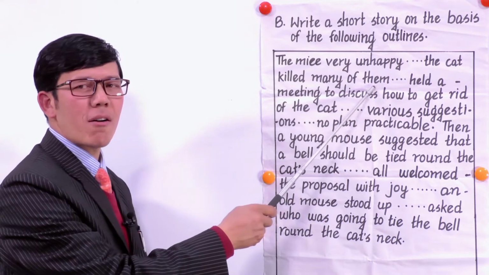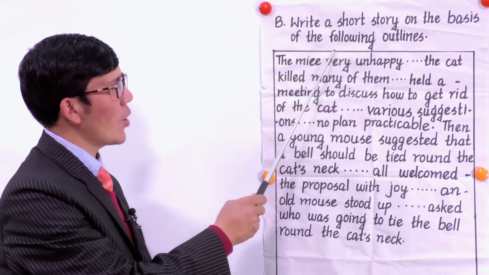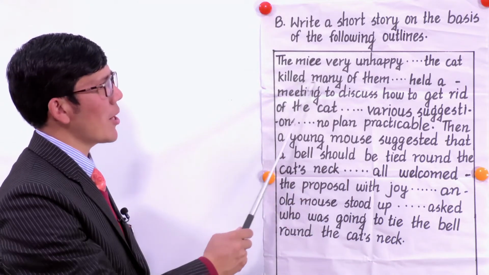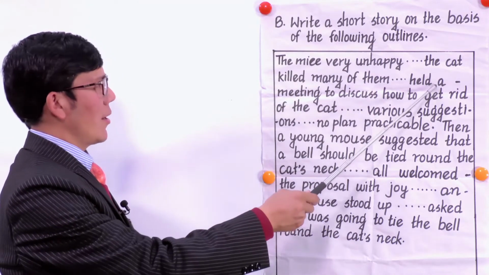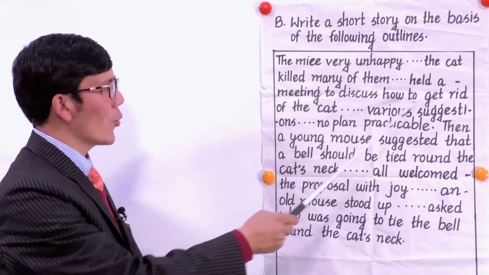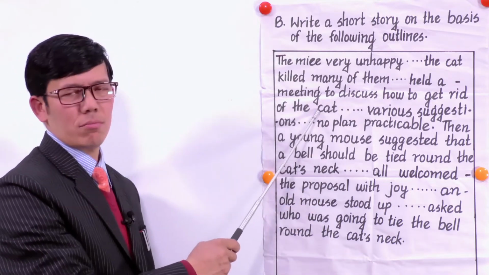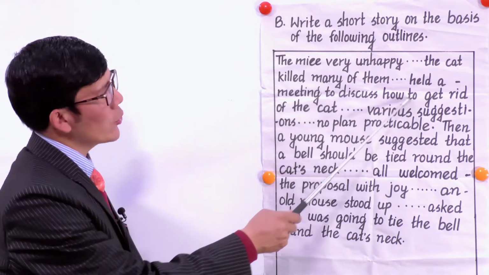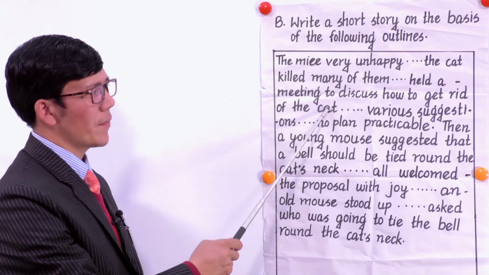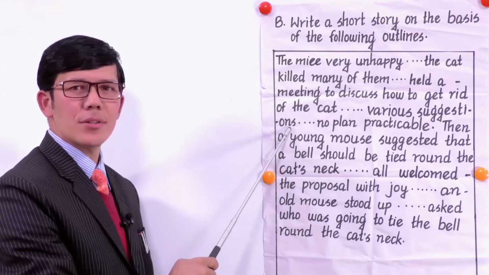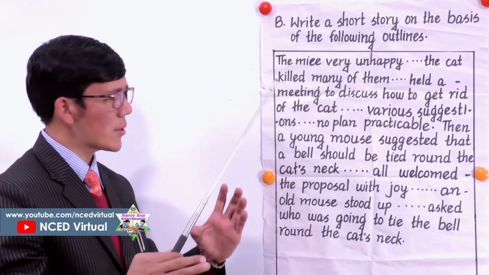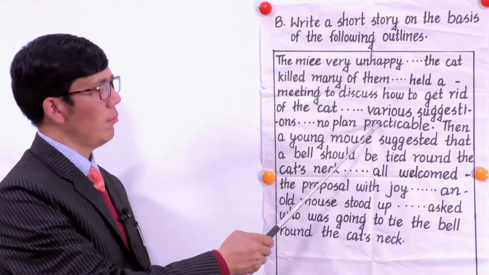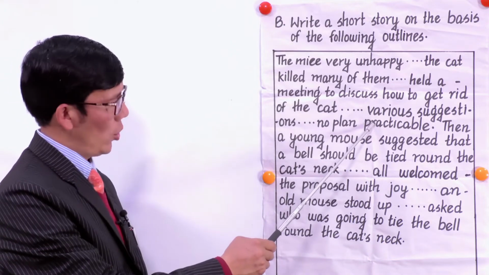Look at the counterpart in the story. Who is the counterpart of mice? Cat. The cat killed many of them. They held a meeting to discuss how to get rid of the cat. Now, various suggestions. They discussed and they had various suggestions, but no plan was practicable. No plan worked at all.